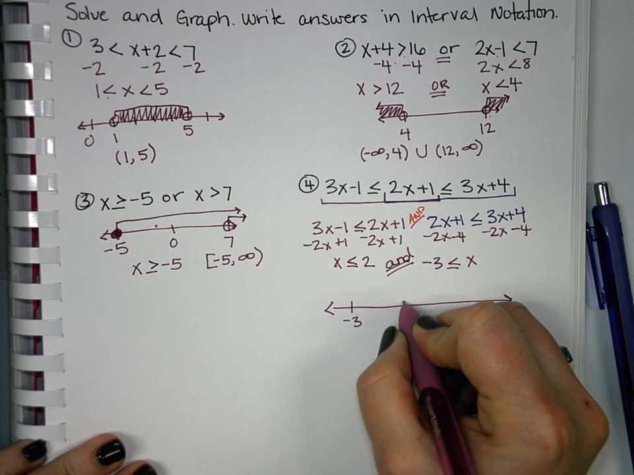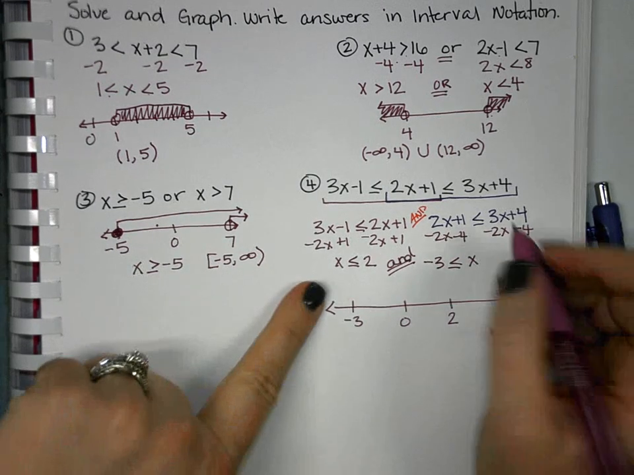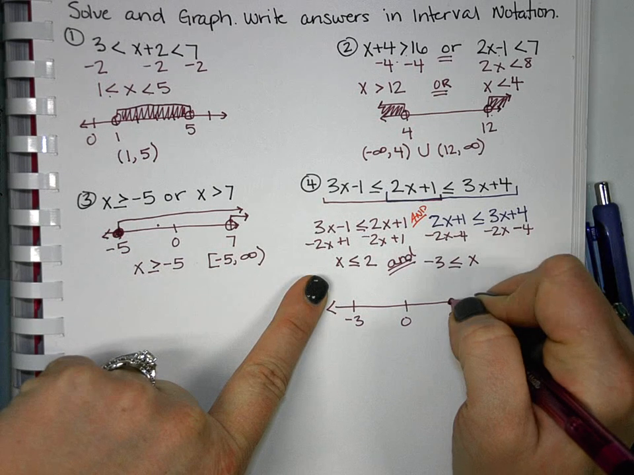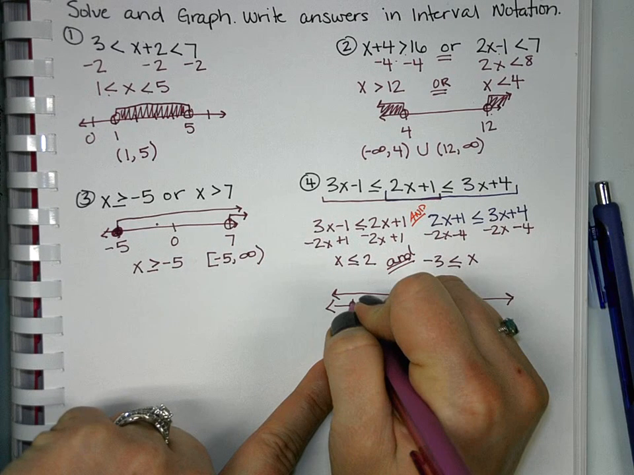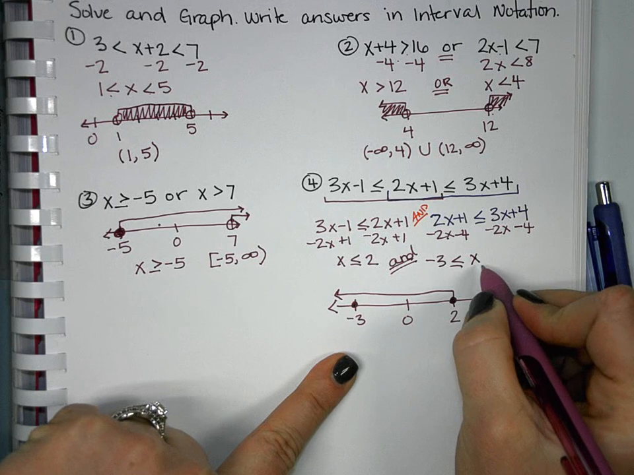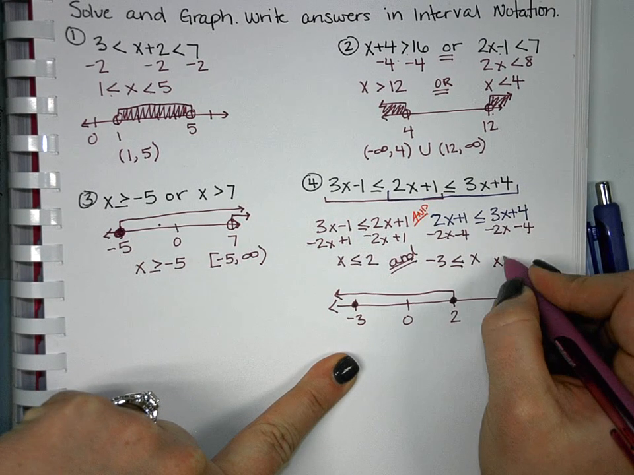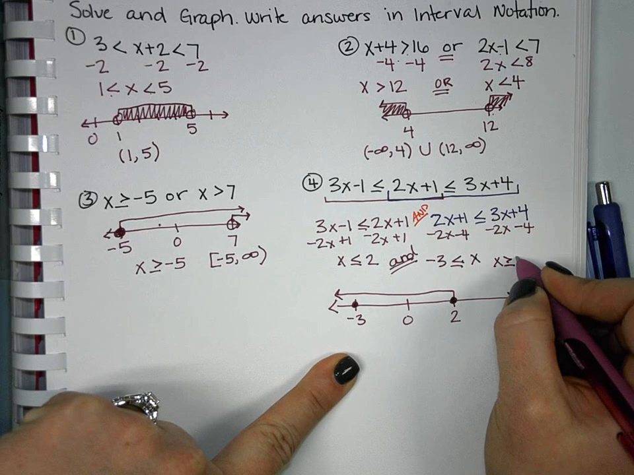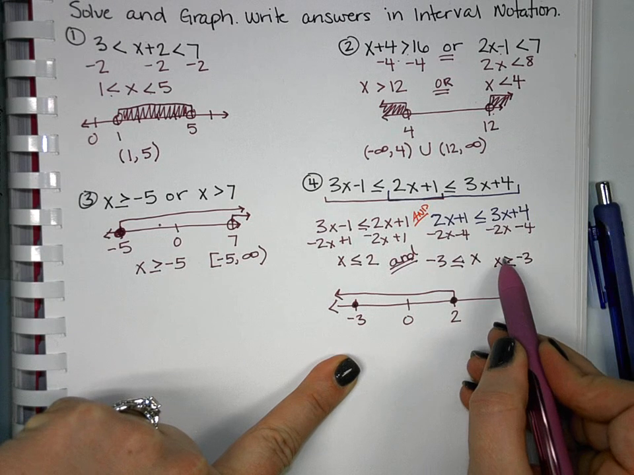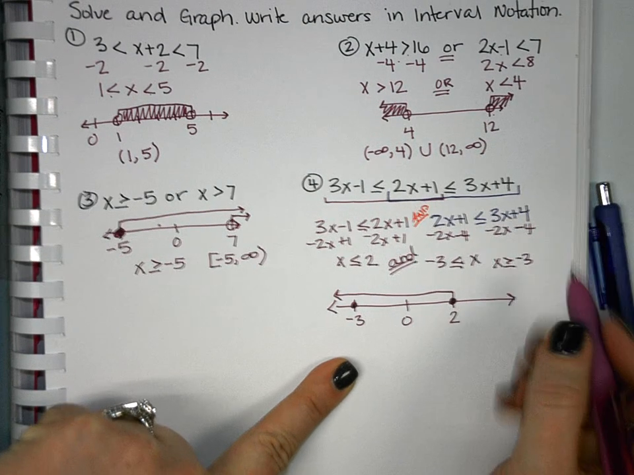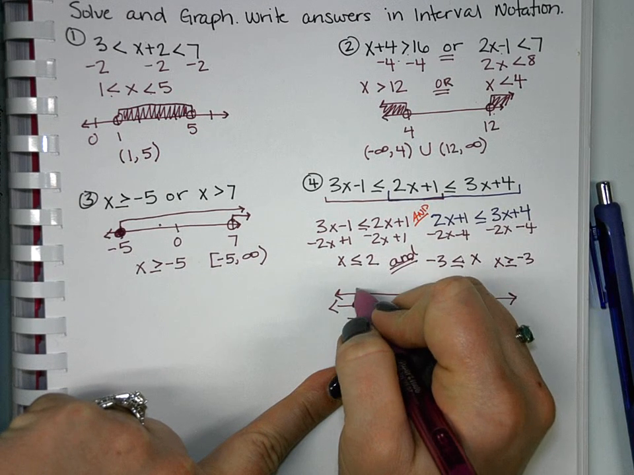-3, 0, 2. Closed circle, less than. For this one, we have a closed circle as well. And you want to read it with the variable first. So x is greater than -3. If it helps to rewrite it so that the x is first, you can do that. Just make sure that since the open end is next to the x, when you rewrite it, the open end is still next to x. So x is greater than or equal to -3, so that's this way.